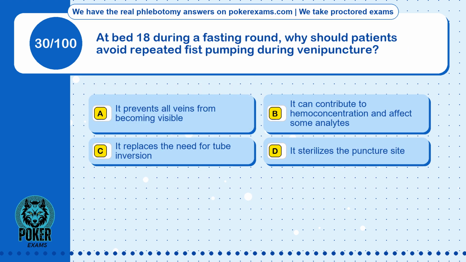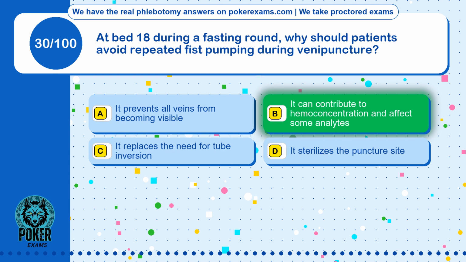Question 30. At bed 18 during a fasting round, why should patients avoid repeated fist pumping during venipuncture? Option A. It prevents all veins from becoming visible. Option B. It can contribute to hemoconcentration and affect some analytes. Option C. It replaces the need for tube inversion. Option D. It sterilizes the puncture site.